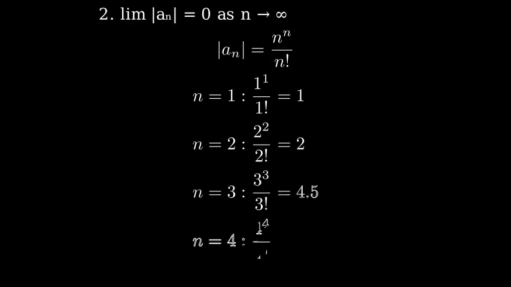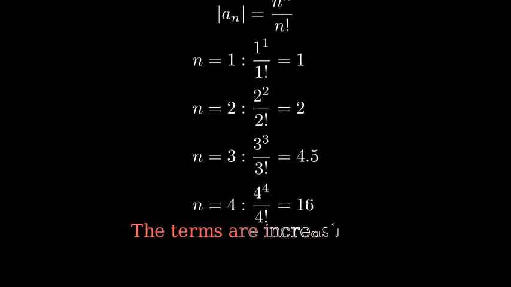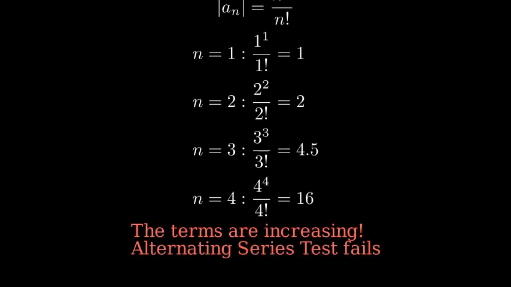For n equals 1, we get 1. For n equals 2, we get 2. For n equals 3, we get 4.5. For n equals 4, we get 16. As we can see, the terms are actually increasing, not decreasing. Therefore, the alternating series test cannot be applied here. Let's try the ratio test instead.